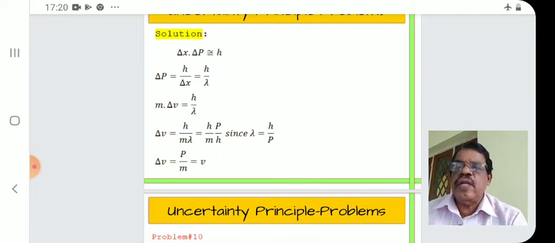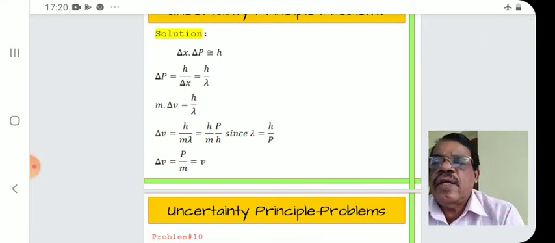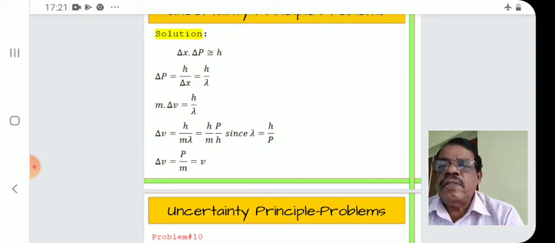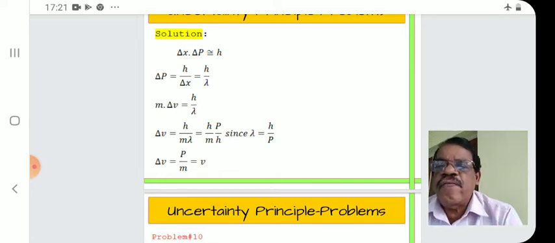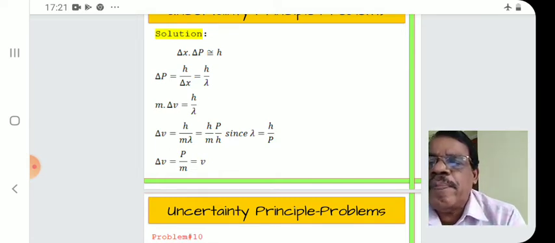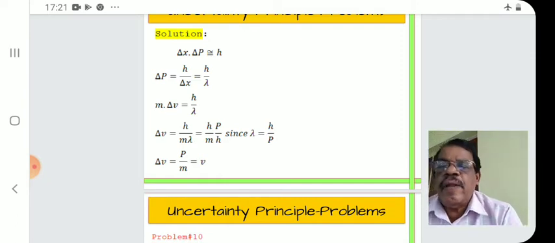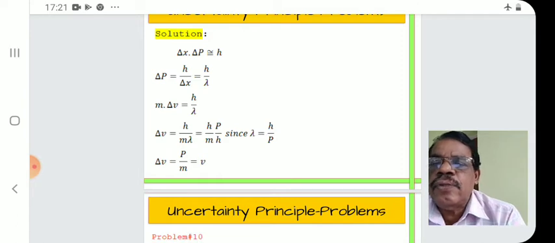You see the solution. Delta x and delta p is equal to h. Delta p is h by delta x, and given delta x, the uncertainty in position, is lambda, the de Broglie wavelength. So we write delta p is h by lambda. Delta p is m into delta v, so delta v is equal to h by m lambda. And lambda, the de Broglie wavelength, is h by p. So we put h by p in the place of lambda.